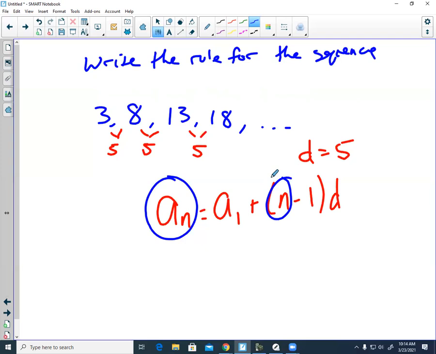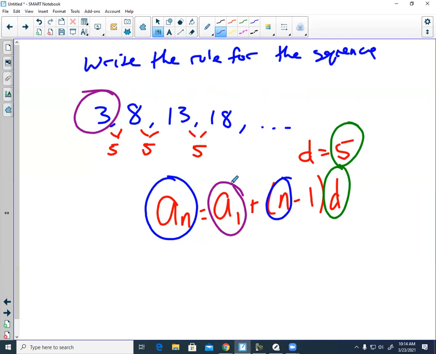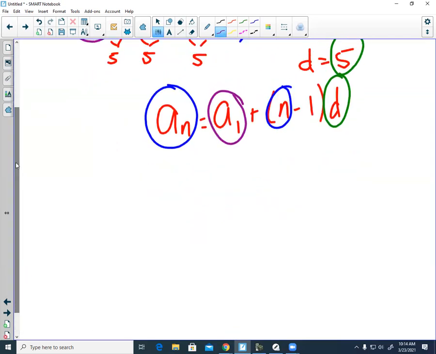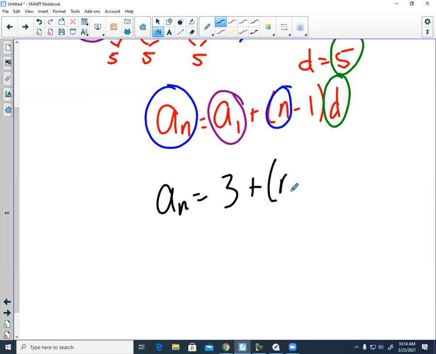Now, obviously, we can see that D is 5, so that gets plugged in there. And then you should be able to see that our first term in our pattern is 3. Tells you what we're starting with. So that means the first term in the pattern is going to be 3. Okay? So those are all the things that I'm going to plug in. Now I'm just going to simplify the expression. So AN is going to stay there. I'm not changing it at all. AN equals, we said our first term was 3 plus N stays there, minus 1, and then D is 5.